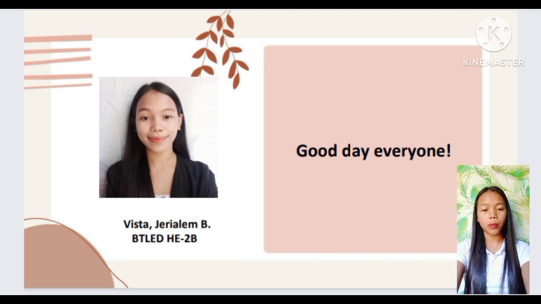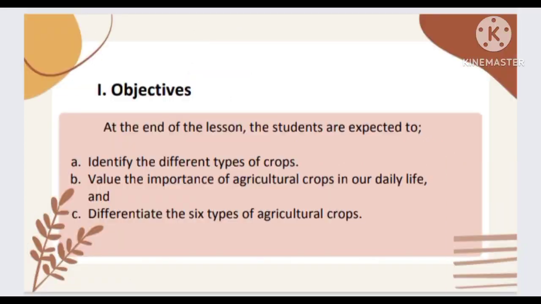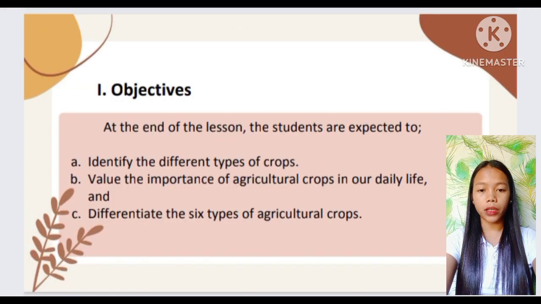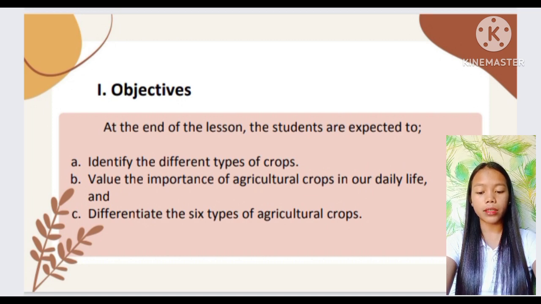Now we will be disclosing all the content of my lesson plan. So starting from our objectives, at the end of the lesson, the students are expected to identify the different types of crops, value the importance of agricultural crops in our daily life, and differentiate the 6 types of agricultural crops.